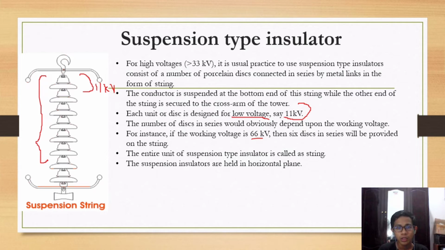The entire unit of the suspension type insulator is called a string. The suspension insulators are held in the horizontal plane. That means horizontal.